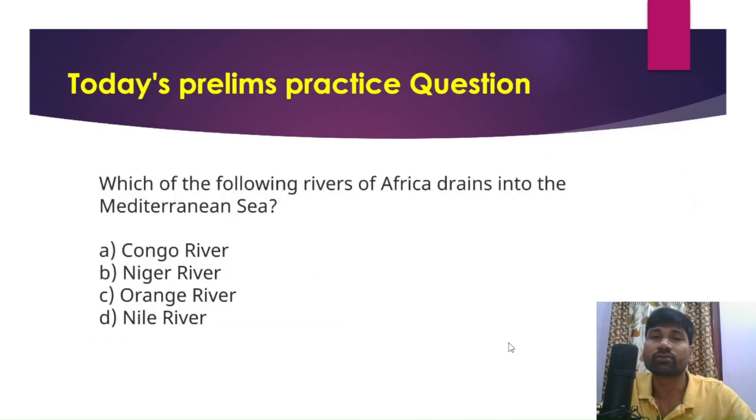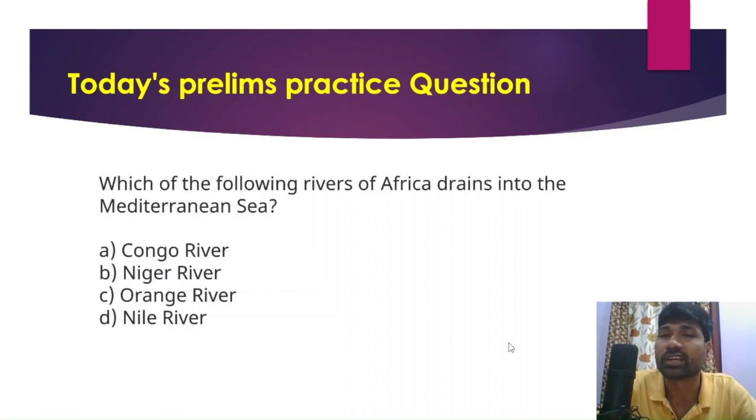Today we also have another important prelims practice question which is a geography based question. The question is: which of the following rivers of Africa drains into the Mediterranean Sea? Remember, Africa is a very important continent from the exam point of view, and every year at least there will be one question from the African continent about rivers, about mountains or any other physical features or any other ethnic conflicts that took place in Africa. Therefore Africa is a very important continent, and this question is based on African rivers.